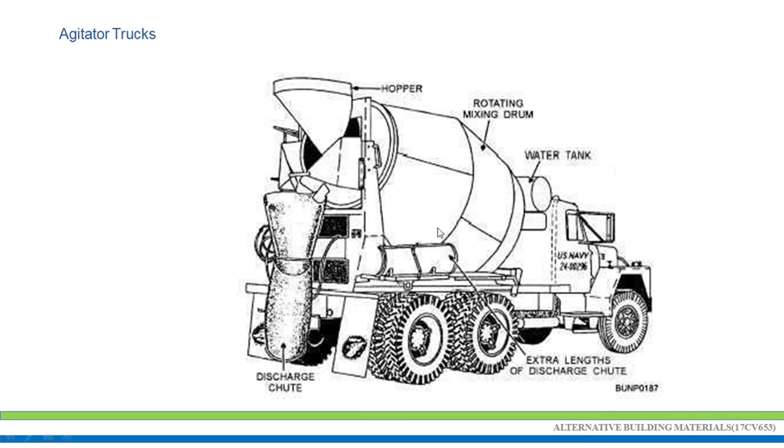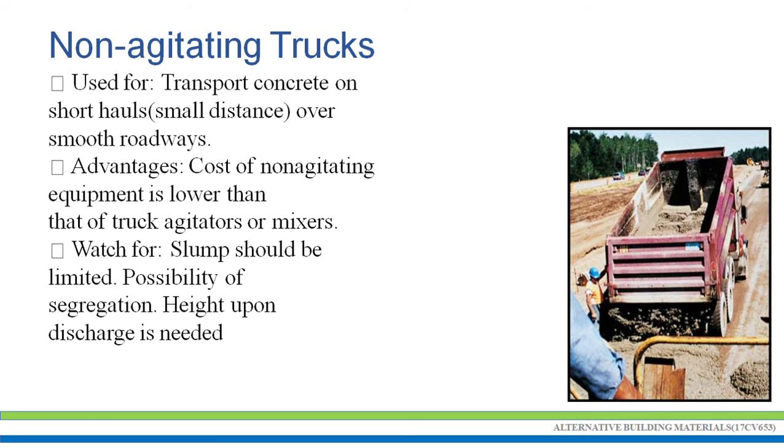Why it is called agitated truck? Because while transferring the concrete, the rotating mixing drum is rotating, so it will agitate the concrete in a clockwise direction. There will be blades provided. So non-agitating type, so that is a truck.